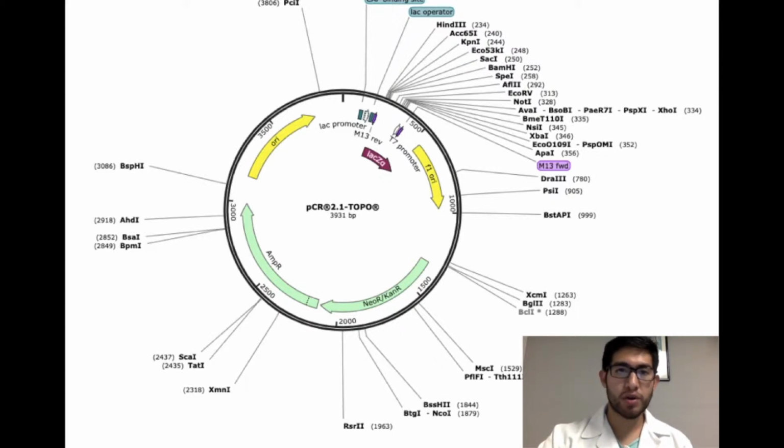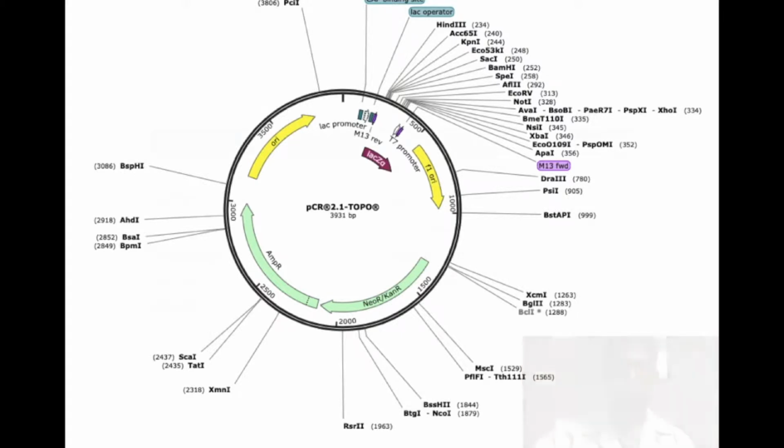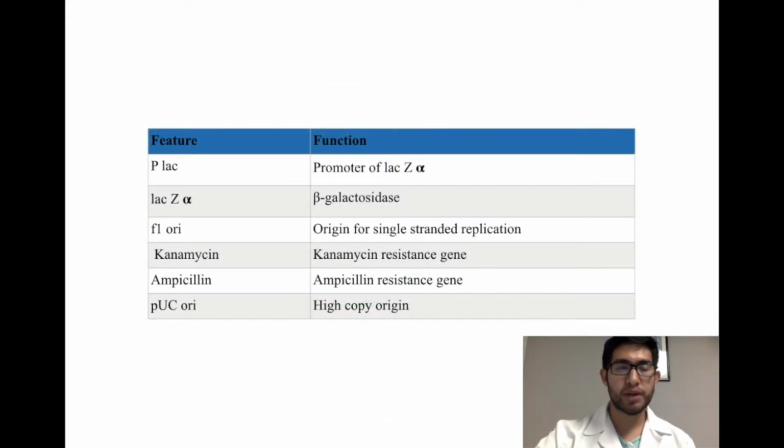It is also useful for in vitro transcripts using the T7 promoter, and due to its linearized form it is useful for qPCR procedures. These are the features of the PCR 2.1 TOPO plasmid. The PLAC is a promoter for LAC-alpha. LAC-alpha encodes for beta-galactosidase. The F1 ori is an origin for single-stranded replication. Kanamycin is a kanamycin resistance gene. Ampicillin is an ampicillin resistance gene. The pUC ori is a high copy origin.